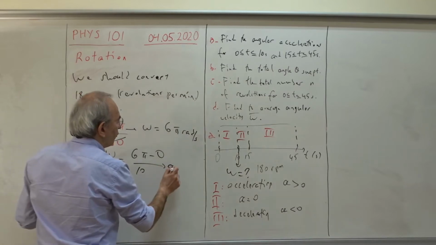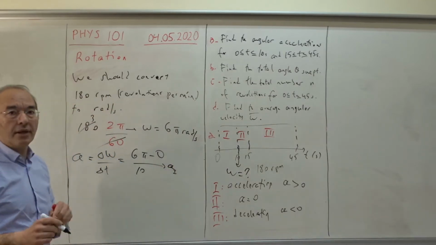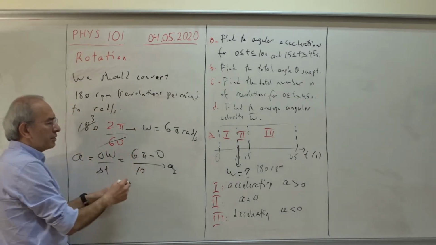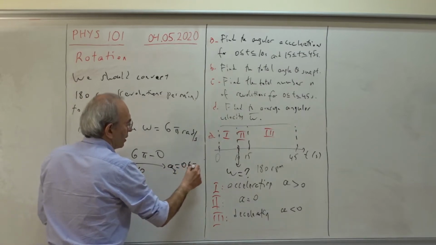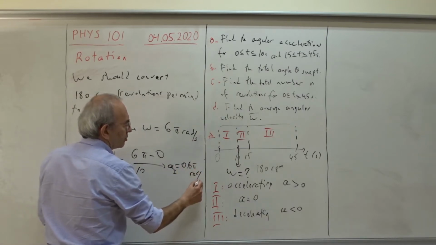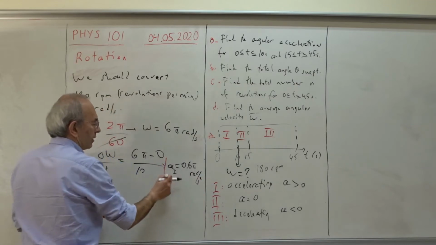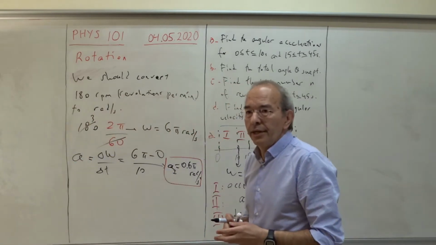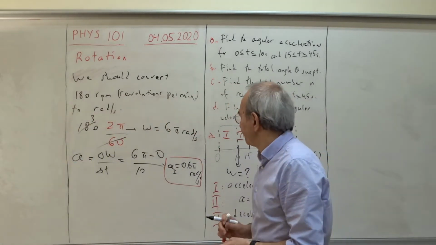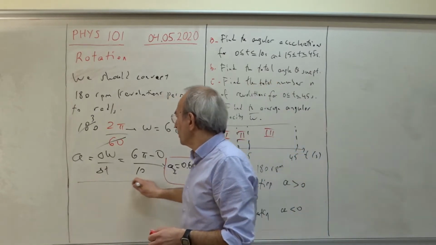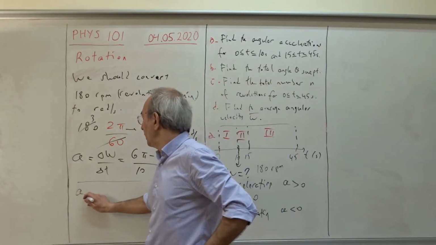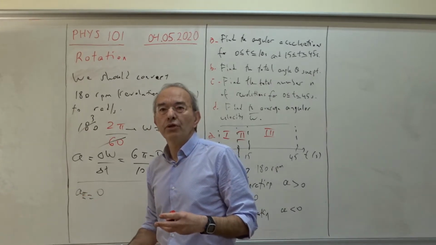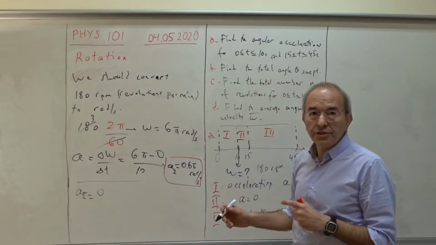Hence we get alpha, let me call it alpha 1, the angular acceleration in the first part. It is just 0.6 pi. You can leave your result as 0.6 pi radians per second squared. Remember that the SI unit for angular acceleration is radians per second squared. Of course, in the second part, alpha 2 is just 0 because there is no change in the speed.